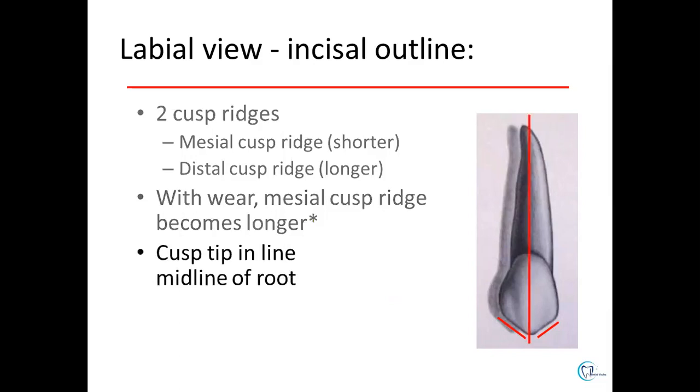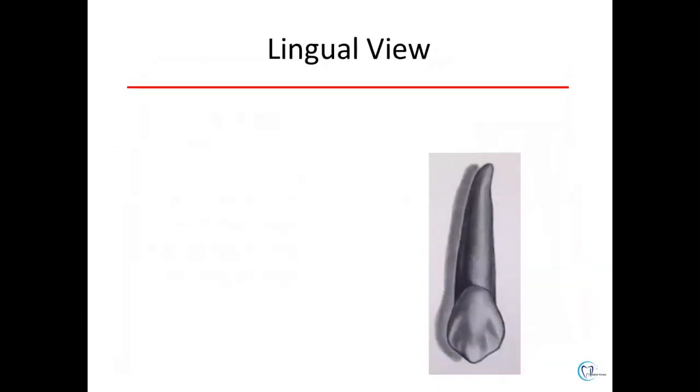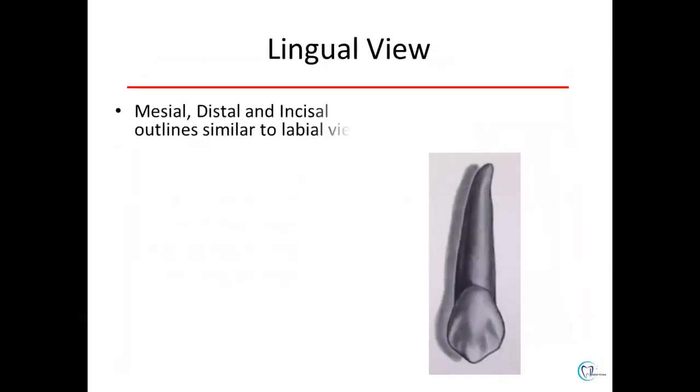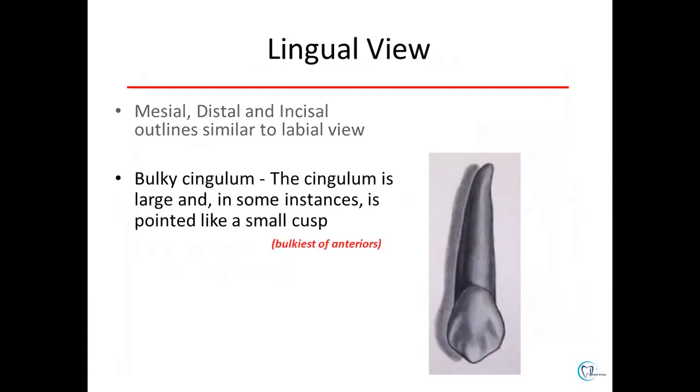Also, when we draw a midline starting from the cusp to the root tip, the cusp tip is in the midline of the root. Now coming on to the lingual aspect, from the lingual view, we can appreciate that all the outlines, that is the mesial, distal and the incisal, are very much similar to that of the labial view. However, on the lingual view, there is a bulky cingulum. The cingulum is large and more bulky in comparison to the central incisor. It is the bulkiest of all the anterior teeth.